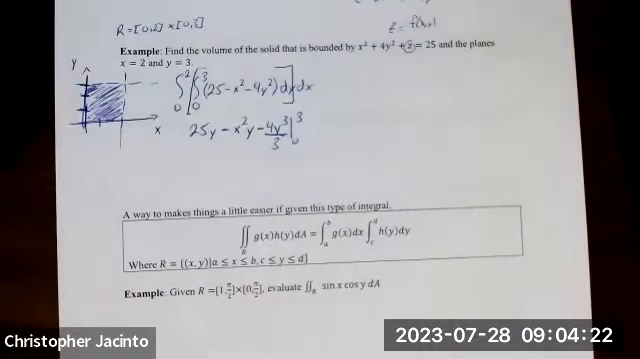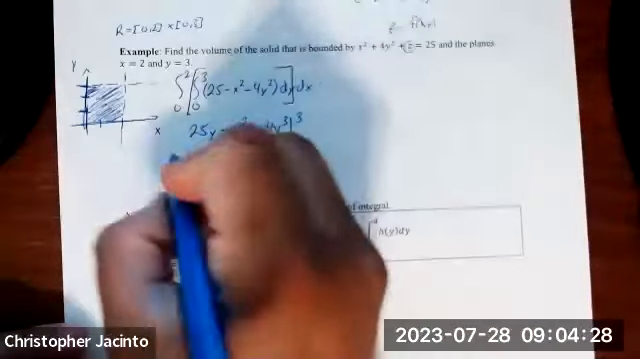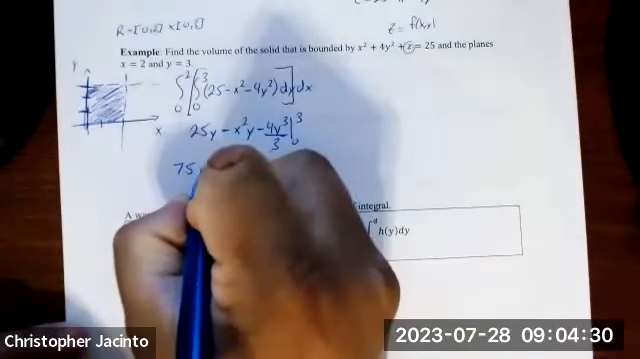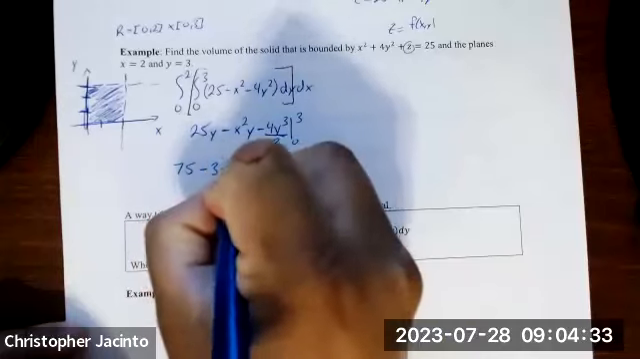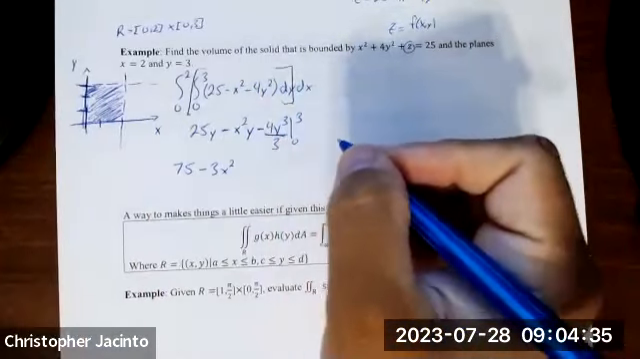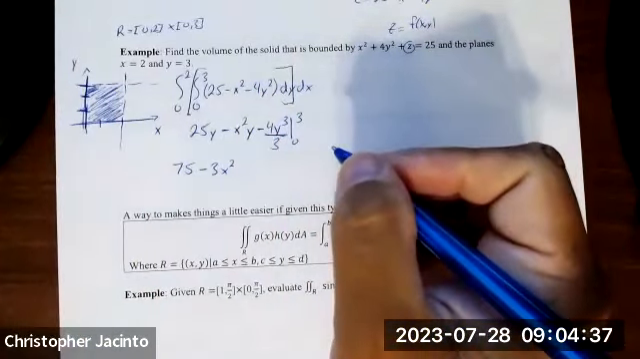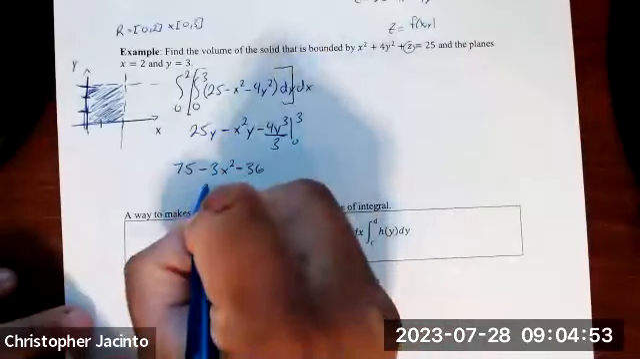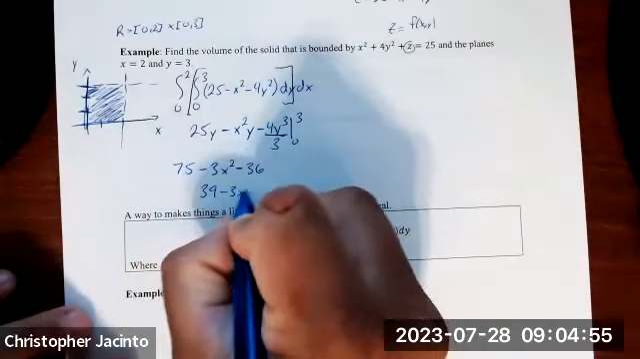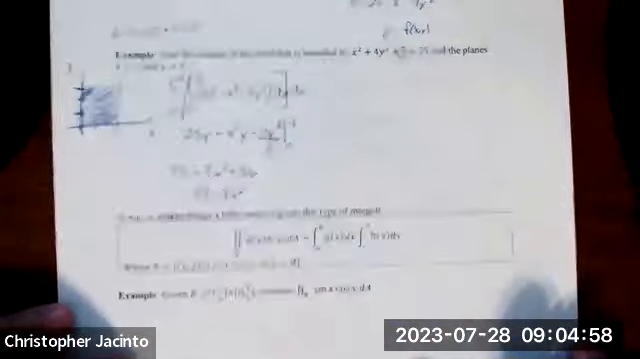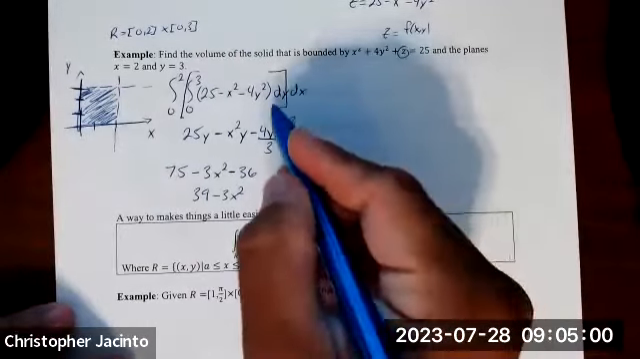So 0 just gives you 0, so it just depends on 3. 3 times 25 is 75. Then 3x squared. And 3 to the third power is 27, and 27 divided by 3 is 9. So 9 times 4 gives you 36. Finally, putting these together, you get 39 minus 3x squared. So that's the answer to integrating with respect to y.